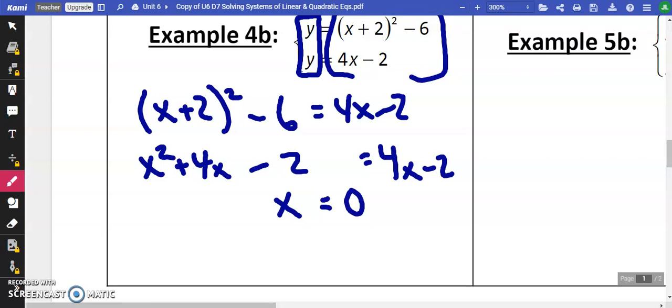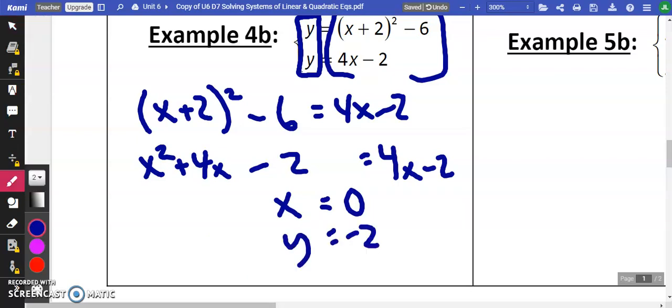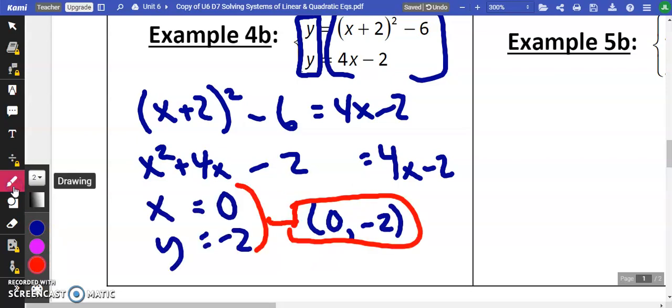I will take y = 4x - 2 because that's the easier equation to work with. I will substitute the 0 in for where the x is, and then we'll just go through and reduce. So we know 4 times 0 would just give us 0. Since the negative 2 is the only thing left, that means y has to equal negative 2. And so if x equals 0 and y equals negative 2, then the answer will be listed as the point (0, -2). So let's go ahead and look at another example.